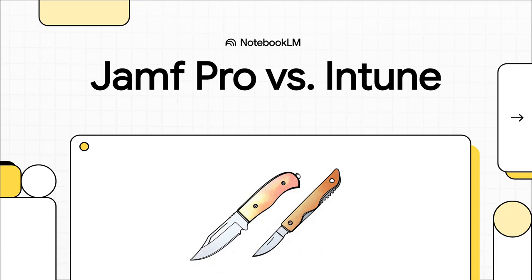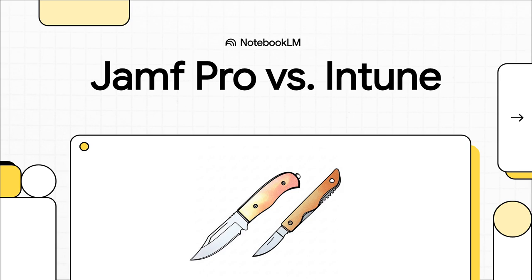All right, welcome. So you've probably noticed it, right? More and more MacBooks popping up in meetings all across your business. Well, that brings a huge IT challenge. How on earth do you manage them all? Today, we are putting the two heavyweights head-to-head, the Apple Specialist, Jamf Pro, versus the all-in-one giant, Microsoft Intune.